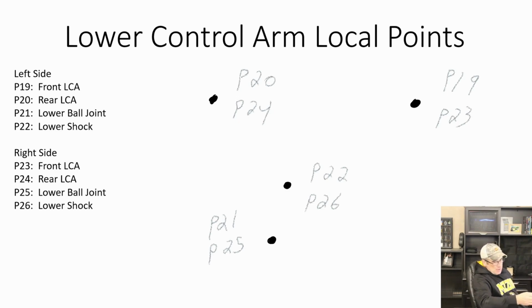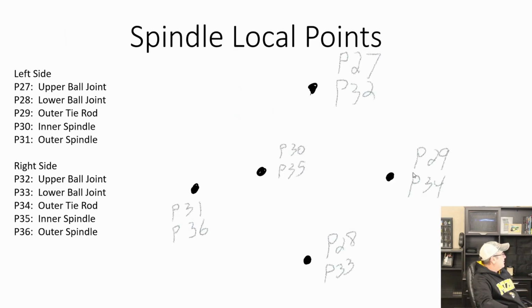So again, something you can measure on a bench top or something like that. And then for the spindle, same thing. We've got the upper ball joint, lower ball joint, the outer tie rod, and then an inner spindle and an outer spindle point. Each one of these points gets a numeric identification.